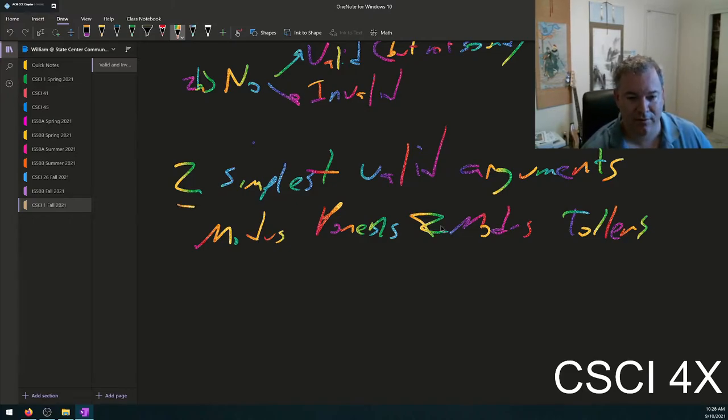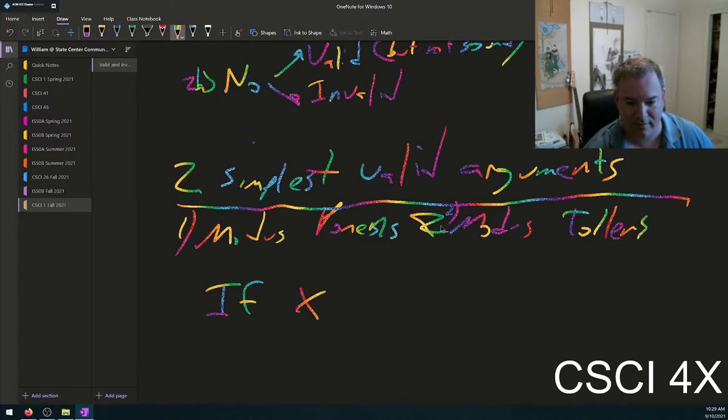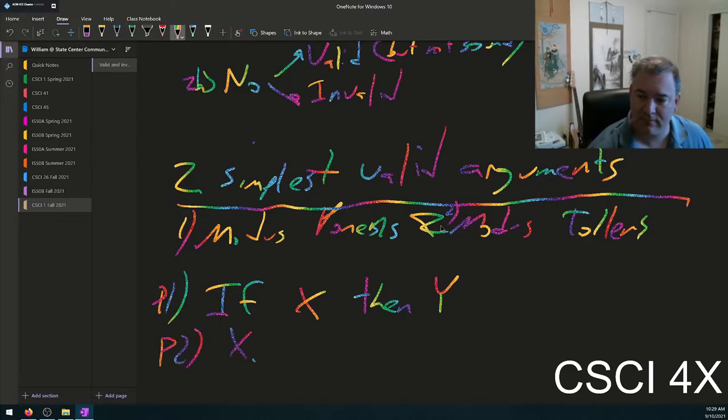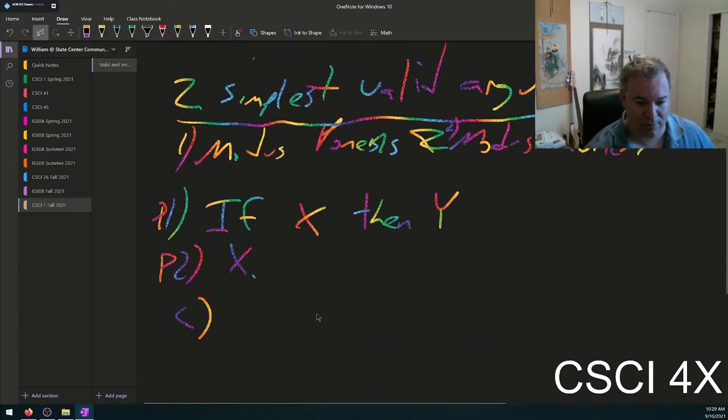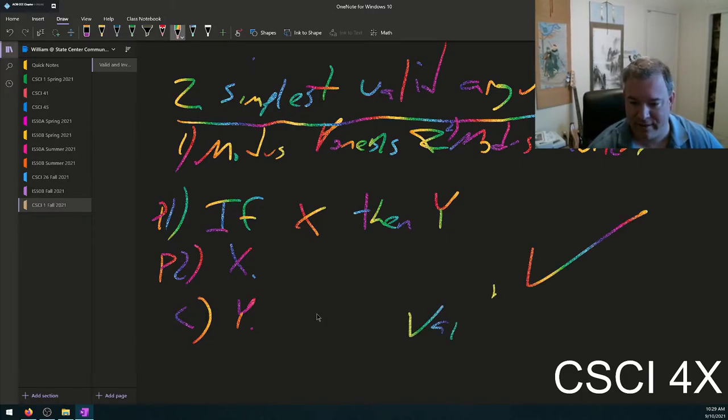Okay, so we're going to learn the two simplest valid arguments. One, modus ponens, and two, modus Tollens. Modus ponens has this form. If X, then Y. That's premise one. Premise two, X is true. Conclusion, Y is true. If I eat a chicken, I become a chicken. Premise one. Premise two, I ate a chicken. Conclusion, I became a chicken. If X, then Y. X is true. Y is true. Check. This is valid reasoning.